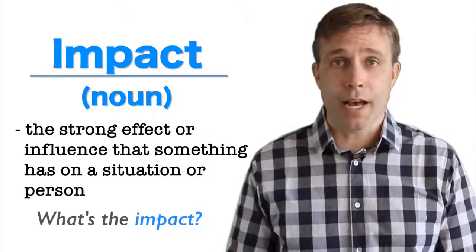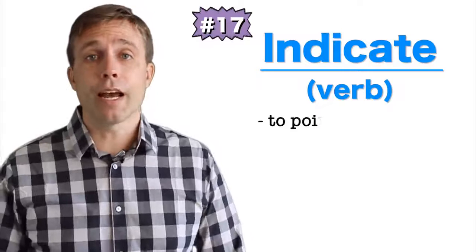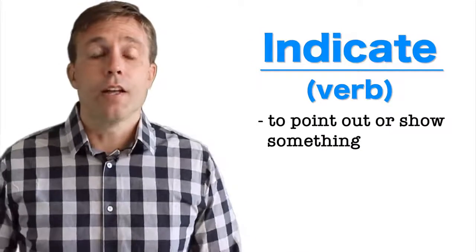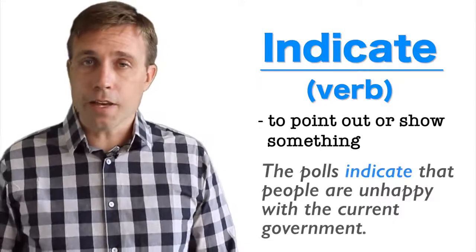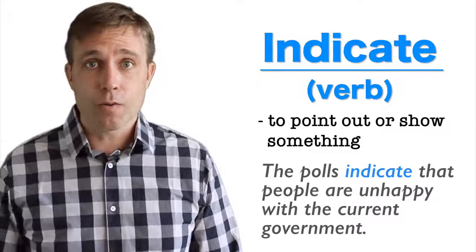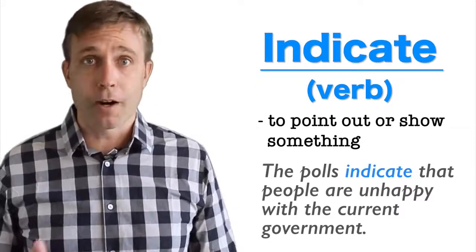What is the impact? Number 17 is indicate. And to indicate is just to point out or show something. For example, we could say that the polls indicate that people are unhappy with the current government. What do they indicate? What do they show us? They indicate that people are unhappy.